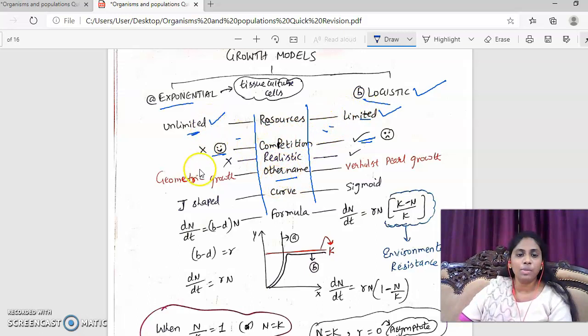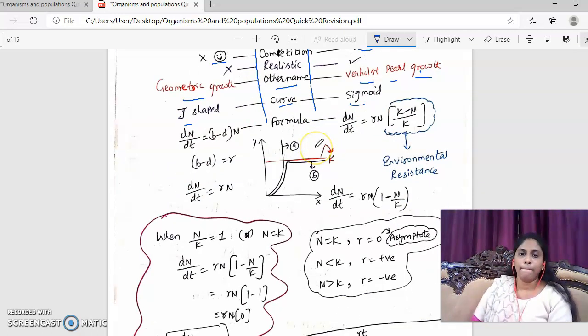Now, the other name for exponential is geometric growth, while that for logistic is Verhulst-Pearl growth. And the curve here is J-shaped, on the other side it is sigmoid. Let's see the formula. For exponential, it is dN by dt. What is dN? The difference between the initial population and the present population, and dt refers to the time, initial time and the present time. Now, dN by dt is equal to (birth minus death) into N. Birth minus death is otherwise called r. So, you can replace b minus d by r. So, dN by dt is equal to rN.